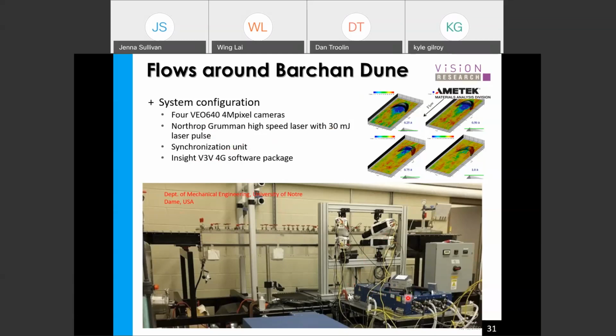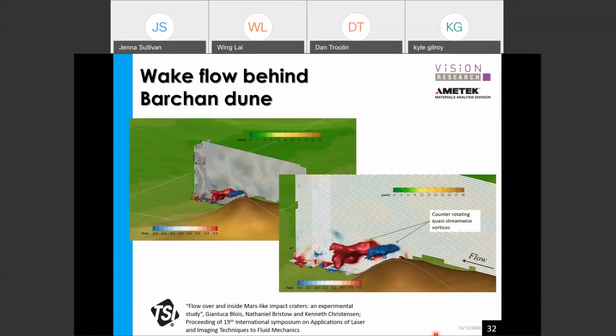So let's take a look at the result from the measurement. The measurement looks at, again, the wake flow behind a Barken dune. You can see the positive and also the negative circulations, essentially the vortices generated by the Barken dune. This is a closer look at the vortex shedding from the dune itself. So you can see the counterclockwise and also the streamwise vorticity directions from the results here.